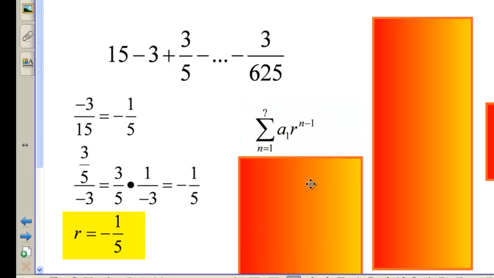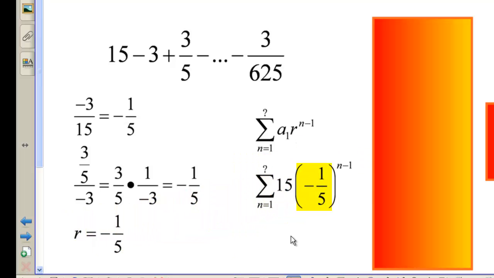Next, if I go straight to sigma notation, I'm starting with n equals 1 of a sub 1 r to the n minus 1. What I don't know is my upper bound. I have enough information to fill in the rest. I know that my first term is 15. I know that my common ratio is negative 1 over 5, and that the formula for the nth term of a geometric sequence has us raise that to the n minus 1 power.